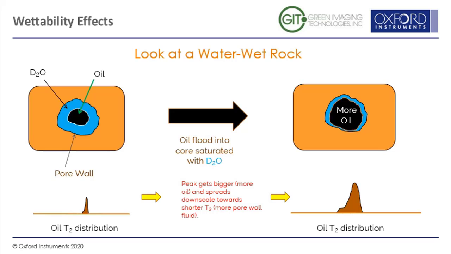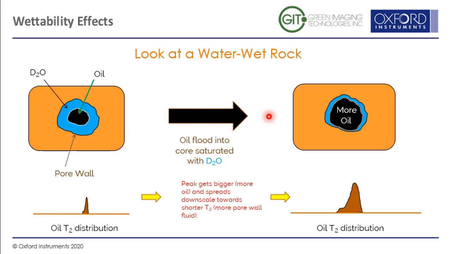At the start of this measurement, water, or in this case D2O, coats the pore walls, with oil in the center. This means that the oil T2s will be relatively long, as the oil is not interacting with the pore wall surface. In the T2 distribution, we will see a small peak at a relatively long T2.